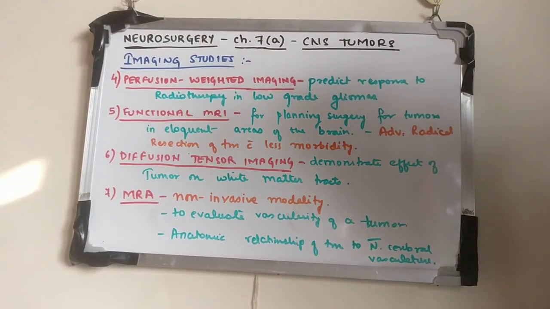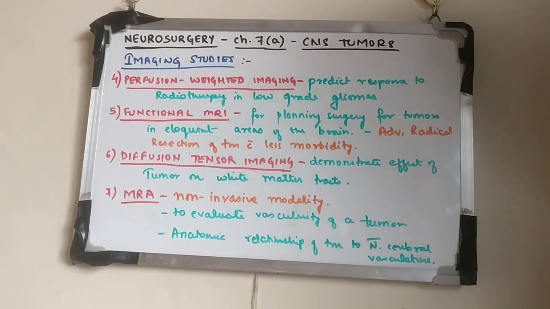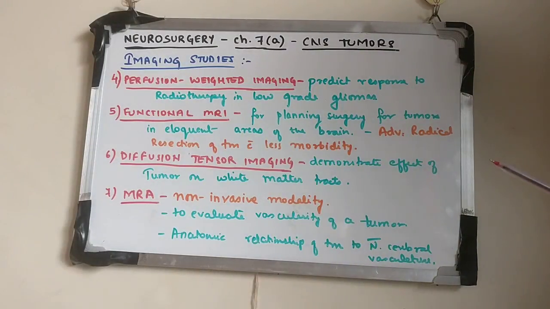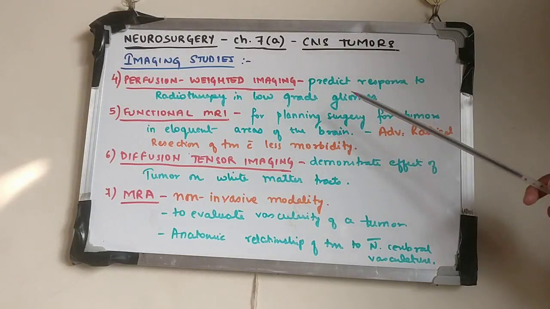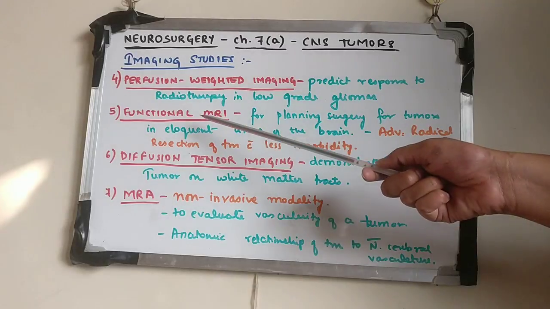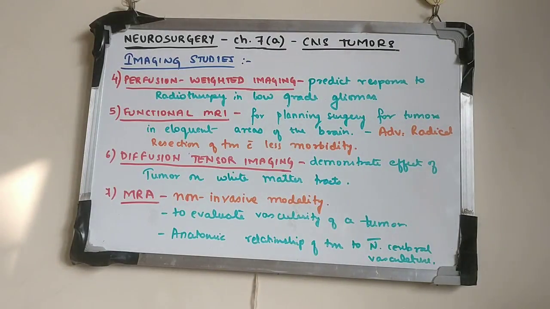Continuing with the imaging studies in CNS tumors, you have perfusion weighted imaging. It helps us in predicting the response to radiotherapy in low-grade gliomas. Functional MRI. Now functional MRI is particularly, you do an MRI in very thin sections and then you reconstruct it using computers, and then you can see the anatomy of the brain structure in the patient individually.